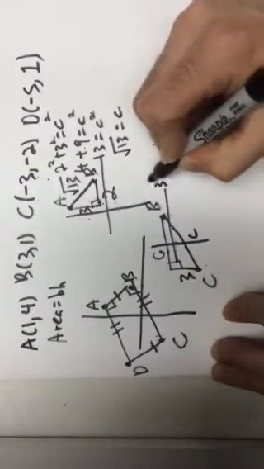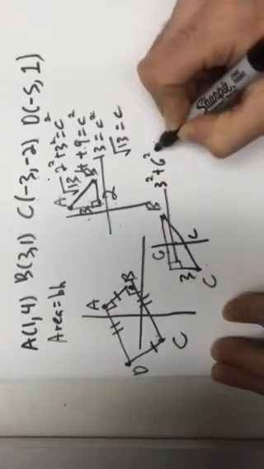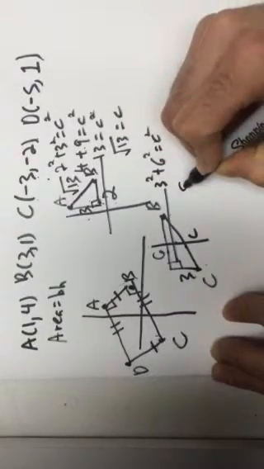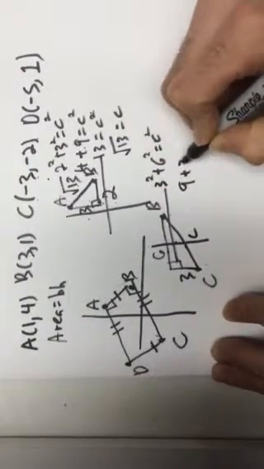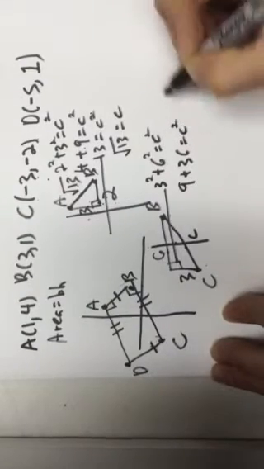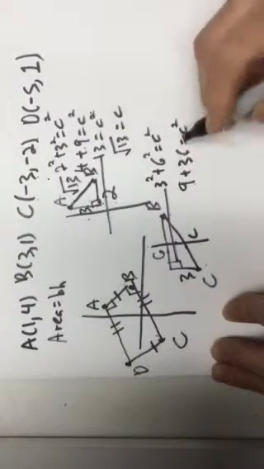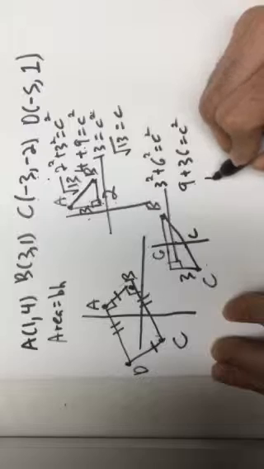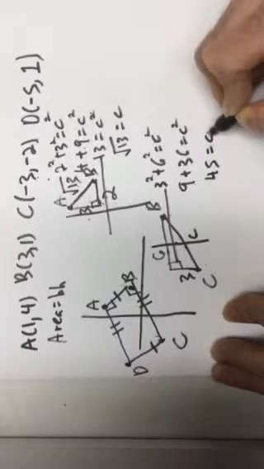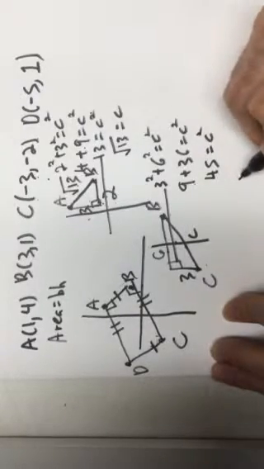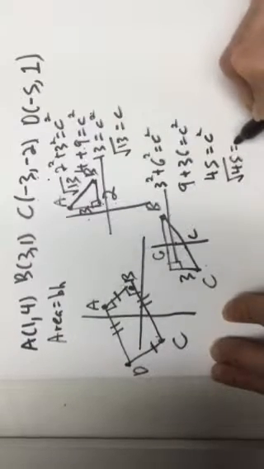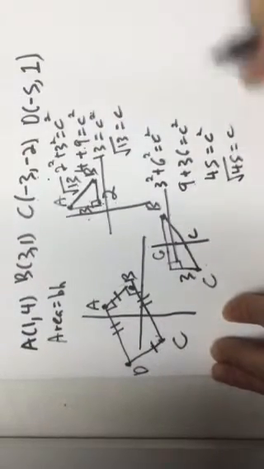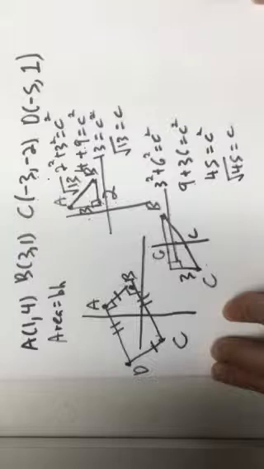So this is going to be 3 squared plus 6 squared equals c squared. That'll be 9 plus 6 squared is 36 equals c squared. 9 plus 36 would be 45 equals c squared. So you take the square root on both sides. So square root of 45 is c. We could try to simplify the square root of 45. 45 would break up as 9 times 5.